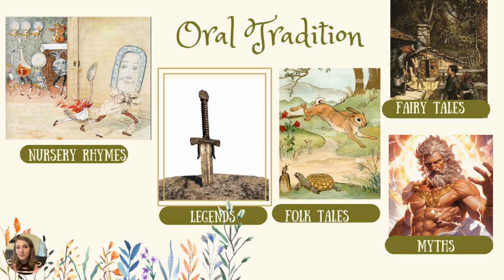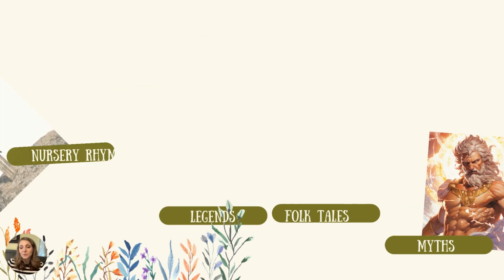Myths, and I've got Zeus here. Above, you can see Hansel and Gretel as a fairy tale. But a myth is a traditional story typically involving supernatural beings and forces and embodies and provides an explanation for something. For example, like Zeus, that was the explanation for thunder and lightning, right? And so now we don't typically believe that, as far as I know, but it was to explain a phenomenon that couldn't be explained.